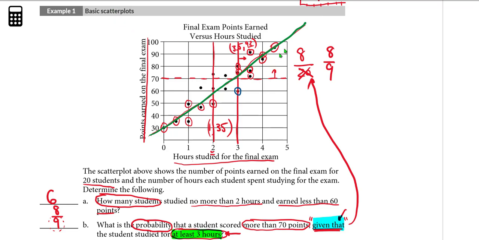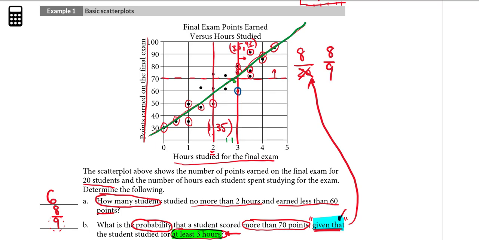And you will notice that that line allows us to make an approximate prediction as to how many points somebody will earn given that they studied a certain amount of time. For instance, if I ask you how many points will some person earn if they study for, let's say, 2.75 hours, you can see that there are no points at 2.75 hours. 2.75 hours would be about here. This is 2.5. There are a couple students at 2.5, but there are no students at 2.75 hours.